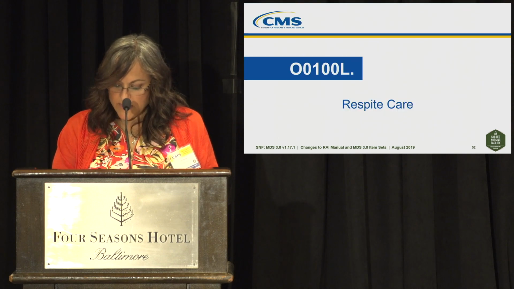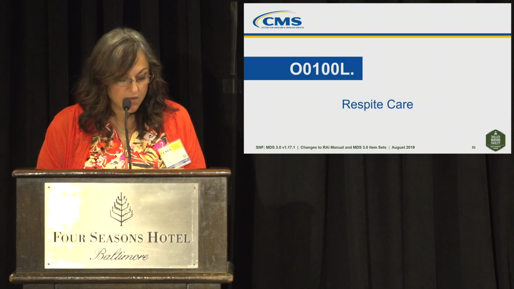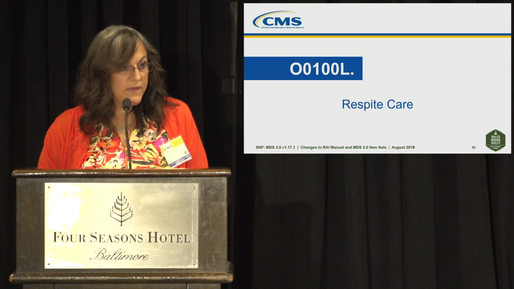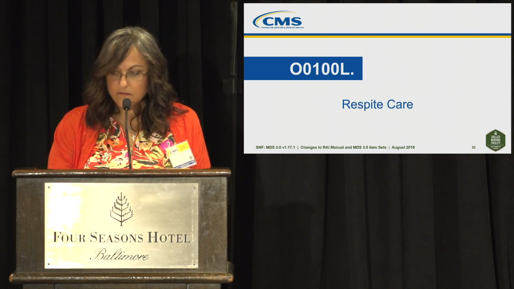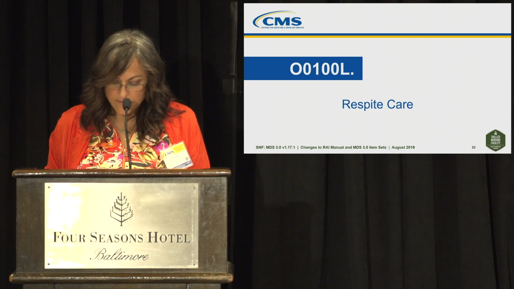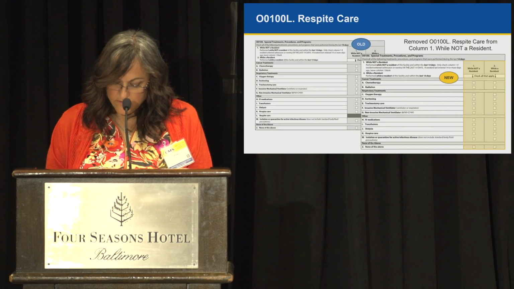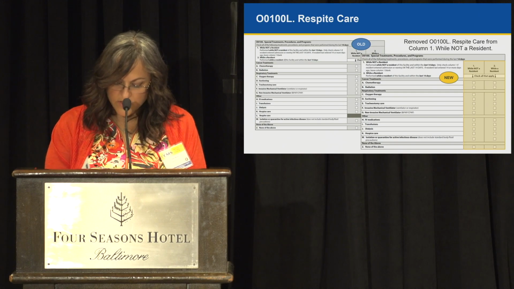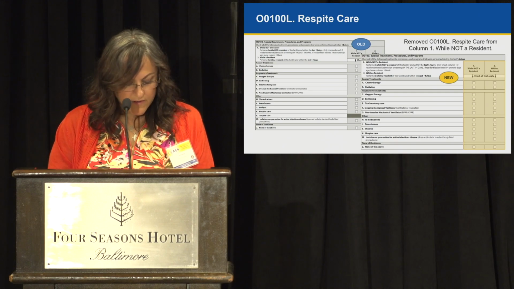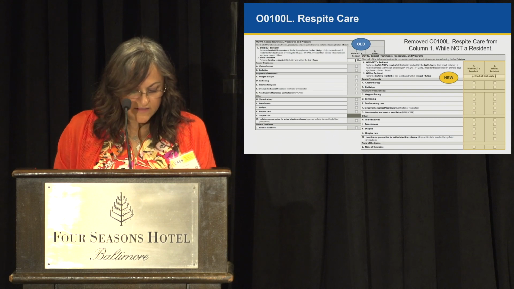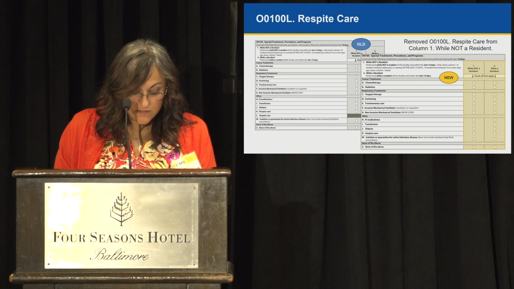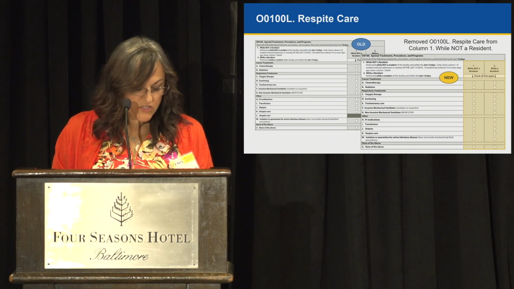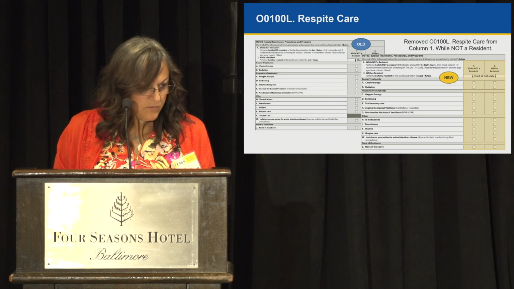The next item we'll look at is the respite care item, and this is O0100L. This item has been removed from the item set altogether as it's no longer being collected by CMS. And you'll see in item V0100, items from the most recent prior OBRA or scheduled PPS assessment, that items that were removed in Section A that denote the prior PPS scheduled and unscheduled assessments that have been retired were also removed here in Section V, and the IPA was added.